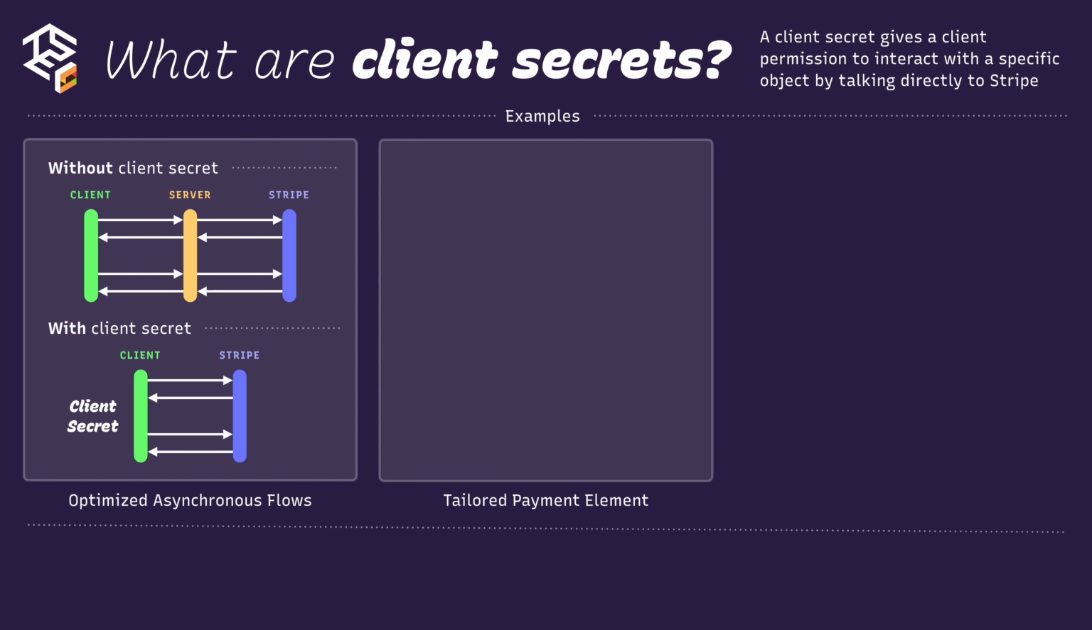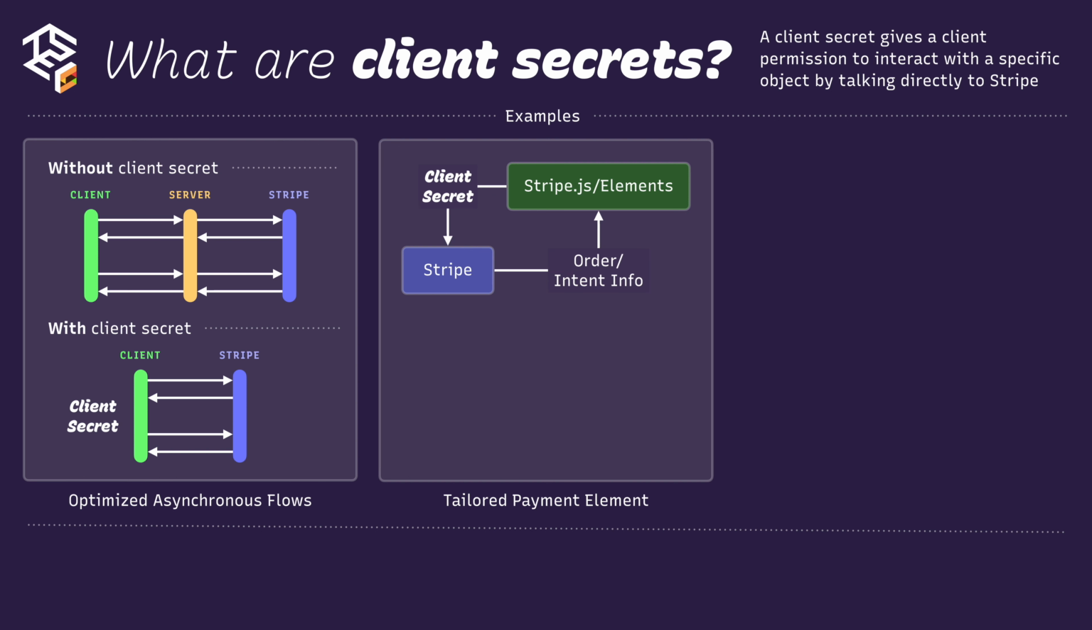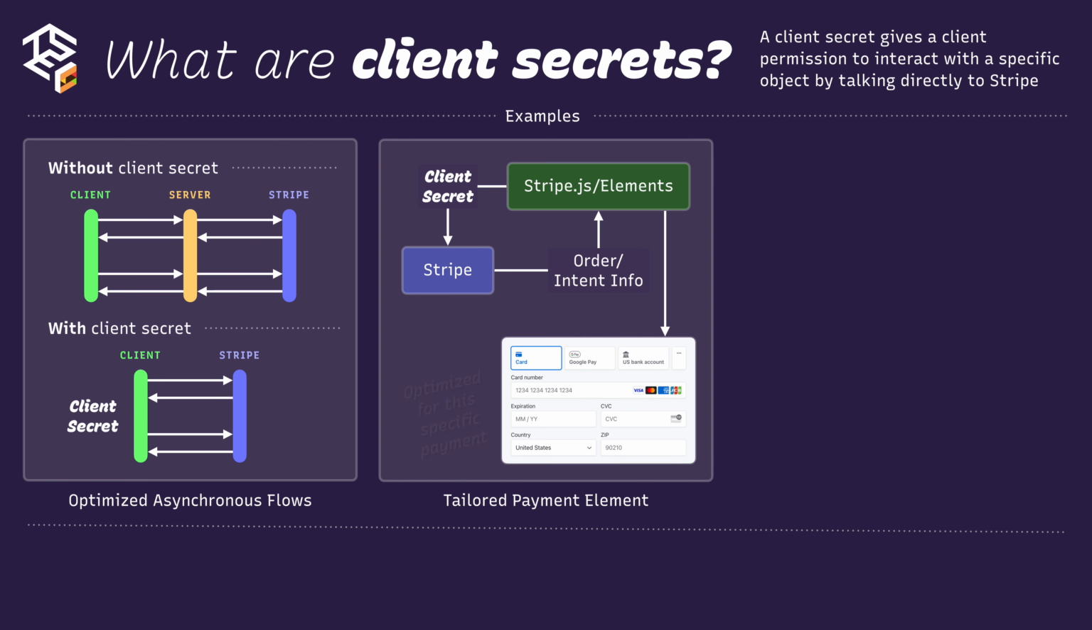Next, we'll look at how Stripe.js uses a client secret to tailor the payment element to a specific payment scenario. When using the payment element, the client secret from an order, setup intent, or payment intent is used to initialize an instance of Stripe elements. Stripe.js uses that client secret to fetch information about the order or intent from Stripe, and from there a customized payment element can be rendered which is optimized for the specific payment in question.